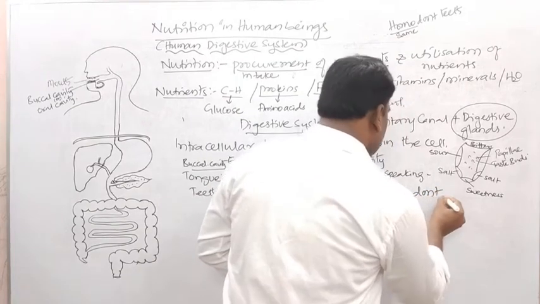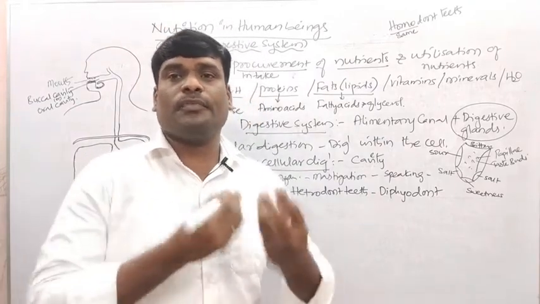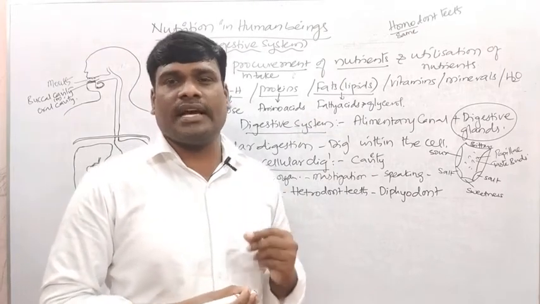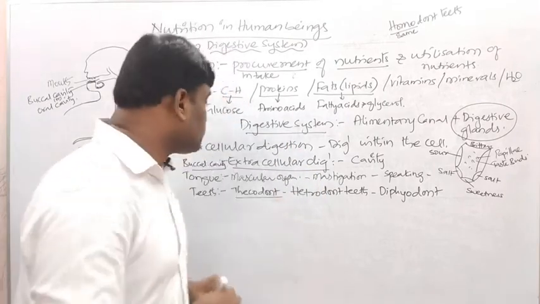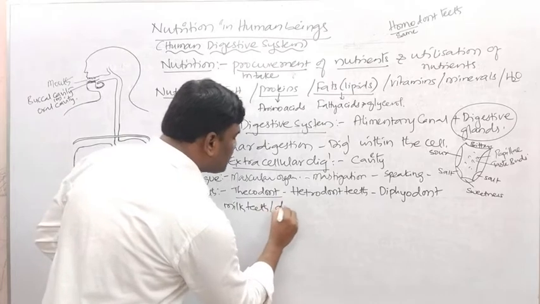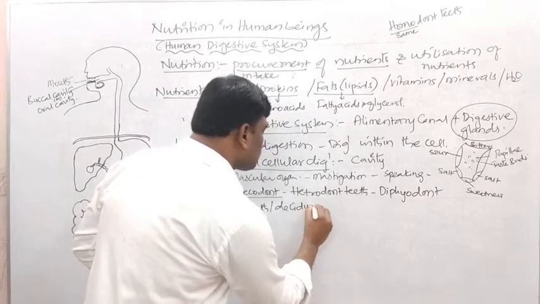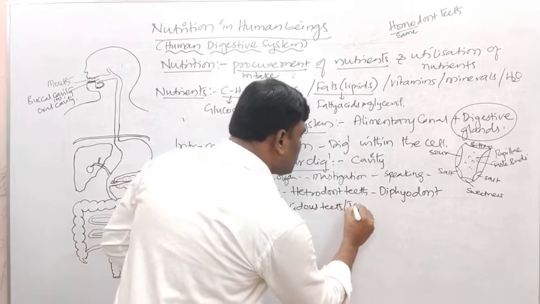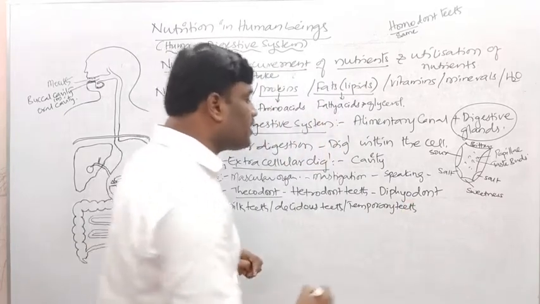diphyodont. So what is this diphyodont, children? Those two sets of teeth are seen in the lifespan of human beings, man. So what is the first set of teeth? It is called baby teeth, or we can call it milk teeth also, isn't it? Or deciduous teeth, or we can also call them temporary teeth, isn't it, children? And their number is 20.